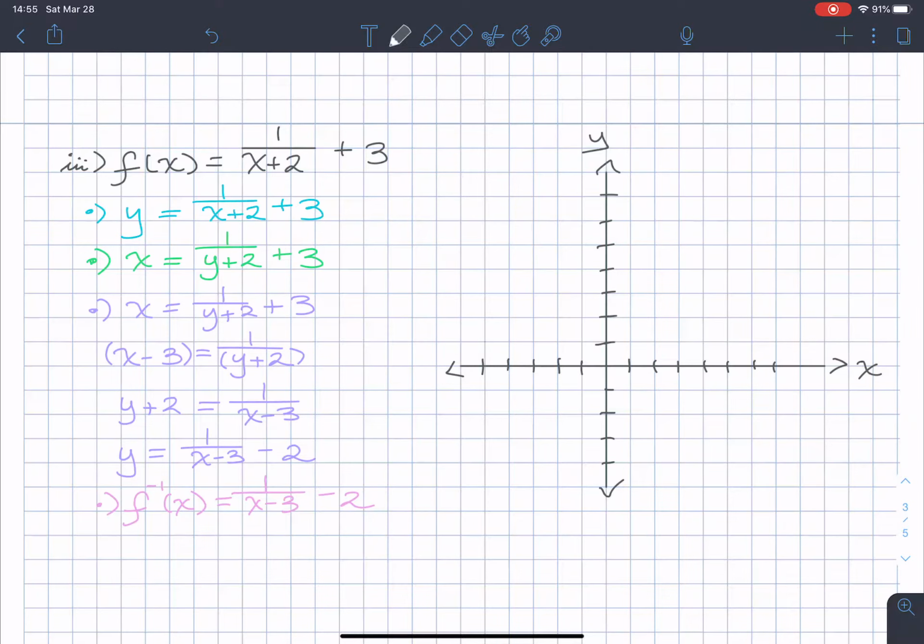Okay, so let's go ahead and first plot f of x. So I notice that x plus 2 is left 2, and plus 3 on the outside is up 3. So I'm going to go to the left 2 and up 3. And notice that 1 over x has both horizontal and vertical asymptotes through the origin. So if I'm left 2 up 3, the origin is left 2 up 3.